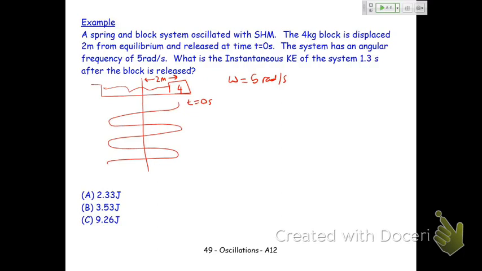What is the instantaneous kinetic energy? Here's what my kinetic energy equals. My time was equal to 1.3 seconds after the block was released. What else do I know? I know my A is equal to 2 meters. I know my m is equal to 4 kilograms. So I put those together and I said K is equal to 1/2, what was it, A squared omega squared.